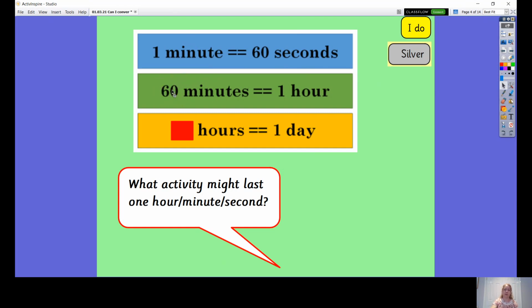How many minutes in an hour? There are also 60 minutes in an hour, so that's nice and neat, isn't it? 1 minute is 60 seconds and 60 minutes is an hour. And how many hours in a day? 24 hours in a day. Okay, so that's the day and the night. From 12 o'clock midnight all the way through the morning, all the way through the afternoon, and all the way back round to midnight again. That's 24 hours.